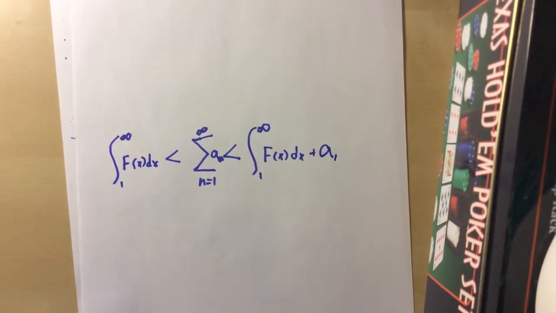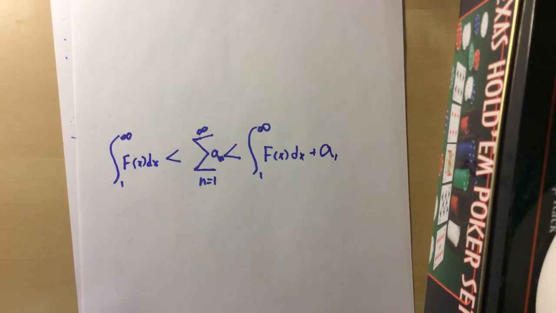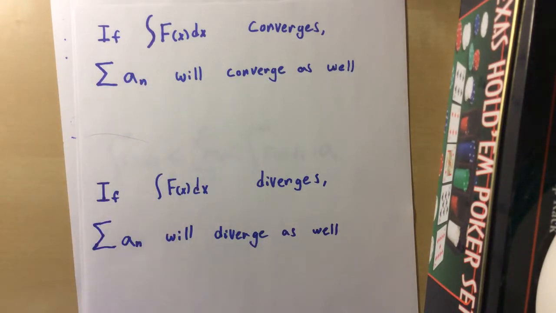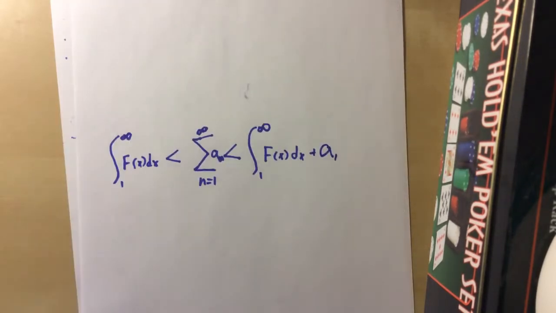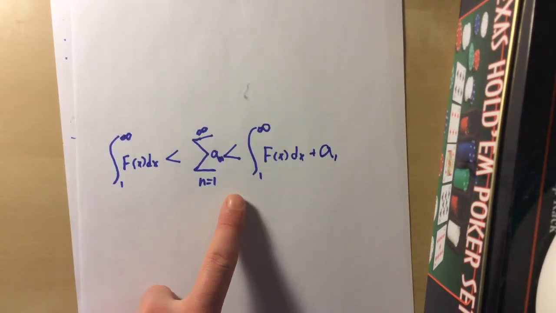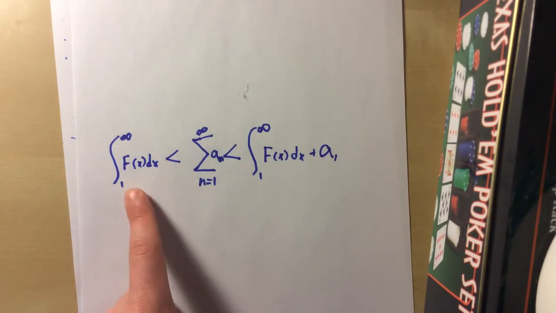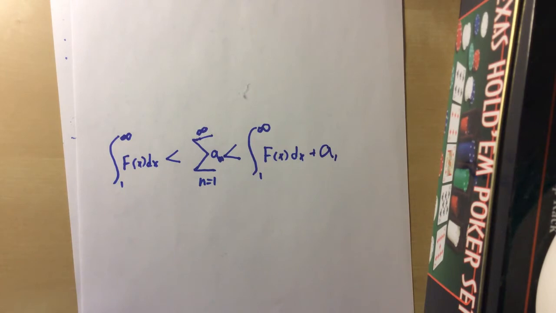So we just proved two things in this video. The first thing is that our series is going to follow the integral. So if our integral converges, the series will converge. If our integral diverges, our series will diverge, because we can prove that it's either greater than or less than the integral, whichever way we want it to. The second thing we showed is that there's an error bound, which is that the series is greater than the integral, but less than the integral plus the first term.